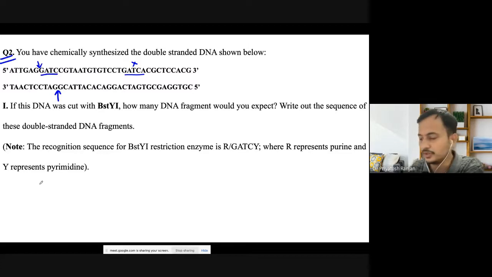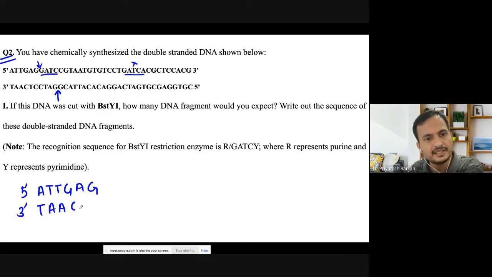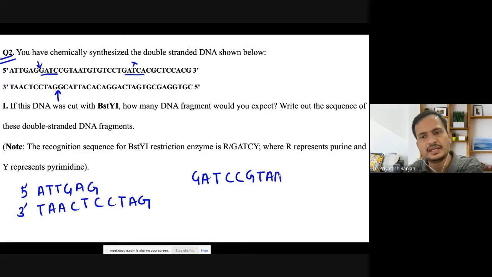Now, if I digest this double-stranded DNA with BstYI, it will result in A, T, T, G, A, G. There will be a cut. How about the lower strand? T, A, C, T, C, T, A, G. Fine. Now after a cut, for the remaining portion, you are going to get G, A, T, C, G, T, A, A, and you can keep on writing till 3 prime N.